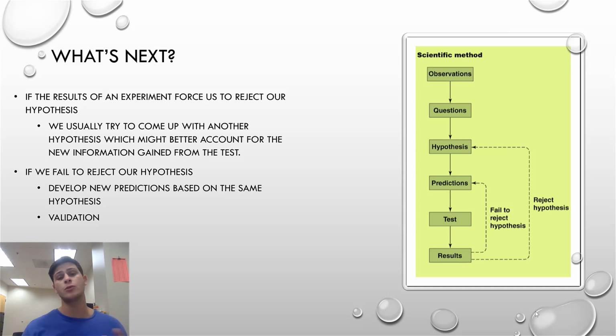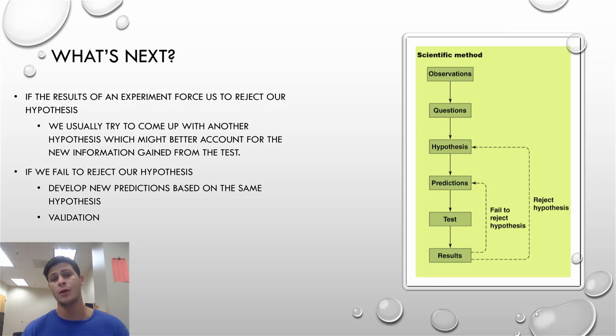Now, if we fail to reject our hypothesis, as in the case of this example, remember that we actually did find different animals in seagrass meadows versus those in bare sand habitats. If we fail to reject our hypothesis like we just did, we develop new predictions based on that same hypothesis, and we find ways to test those predictions. This is the process known as validation or falsification. Basically, we're finding new ways to test the same hypothesis over and over again.